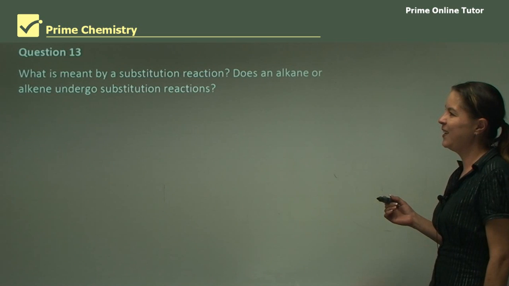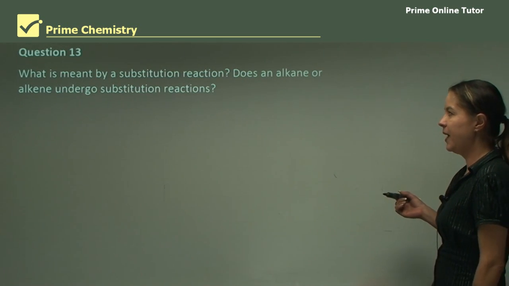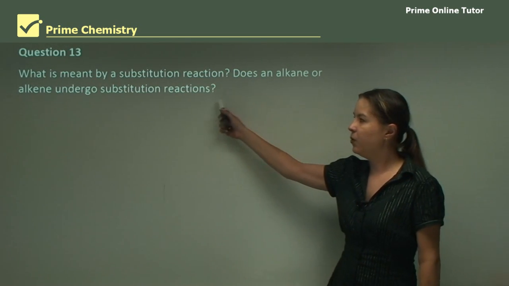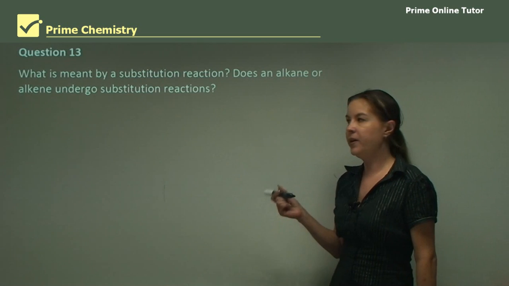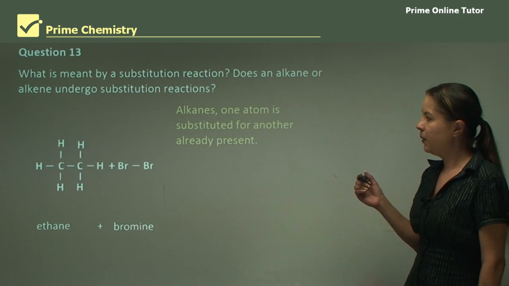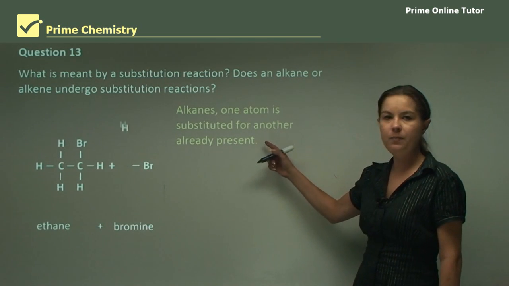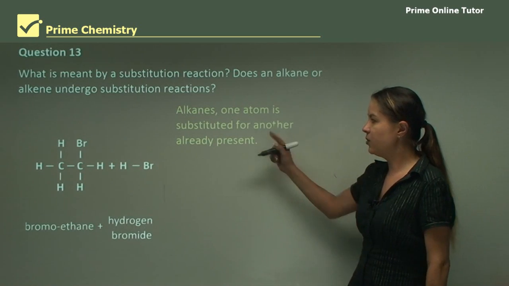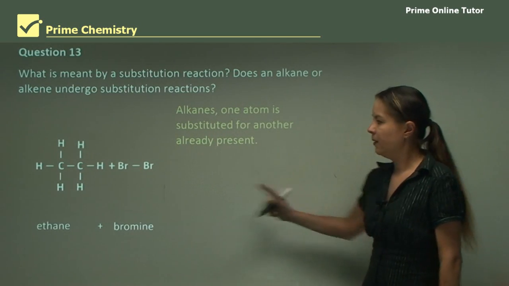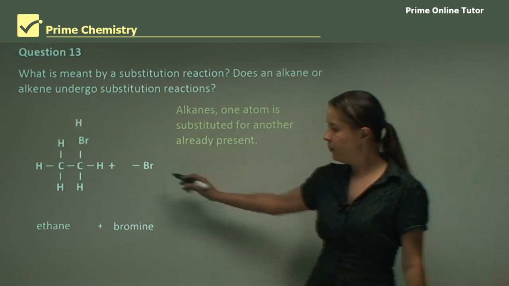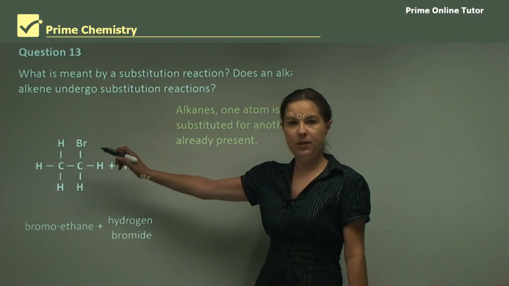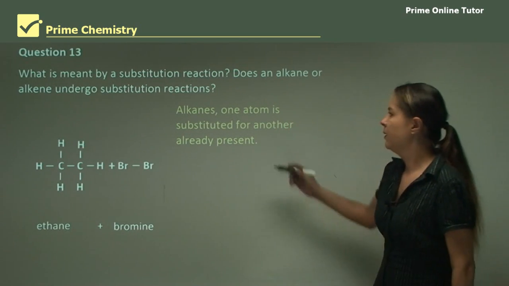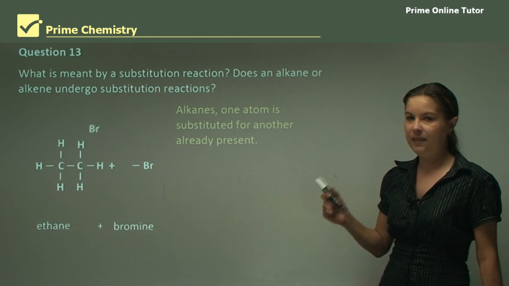So question 13, what is meant by a substitution reaction, and does an alkane or an alkene undergo these reactions? Well, it's alkanes, because one atom is substituted for another. It's not added, it's substituted. So remembering back to our diagram here, the bromine comes in and a hydrogen comes off. So just remember that it's alkanes.